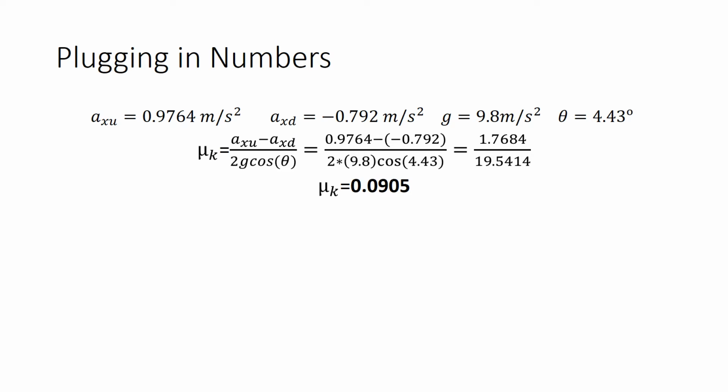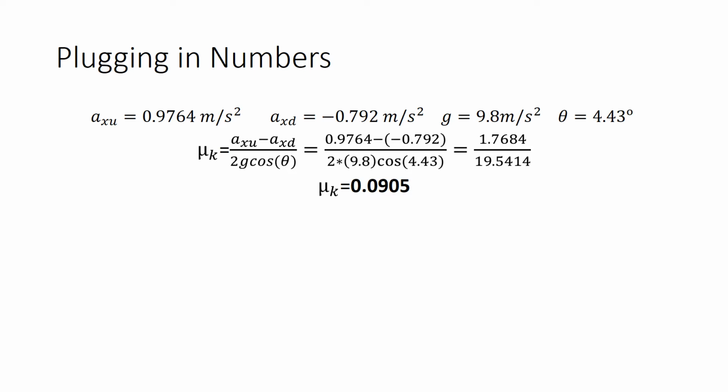Okay, so to find the acceleration in the x-axis going up, we found that to be 0.9764 meters per second squared. And the way we found that was through Logger Pro. What Logger Pro does is it helps us find the position function, which is a quadratic. And by taking the second derivative of that, we're able to find the function for acceleration. So that's how that came out to that.